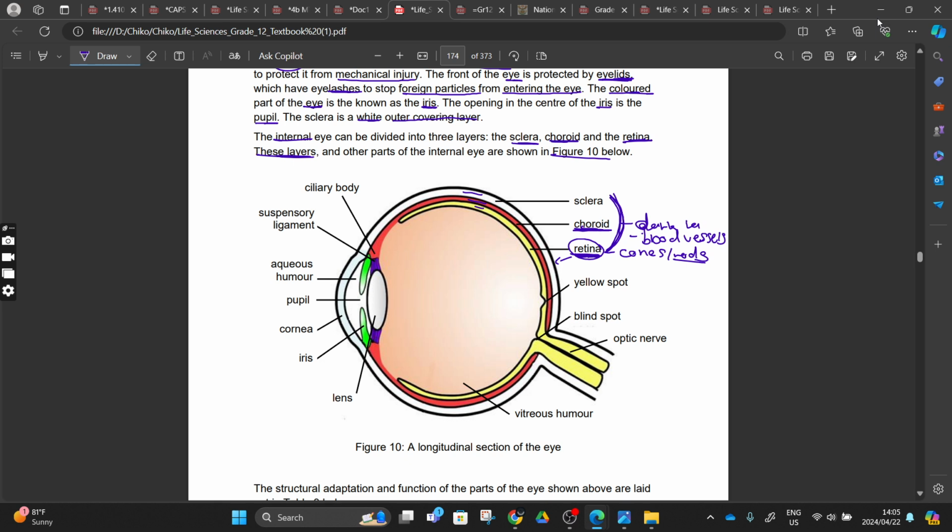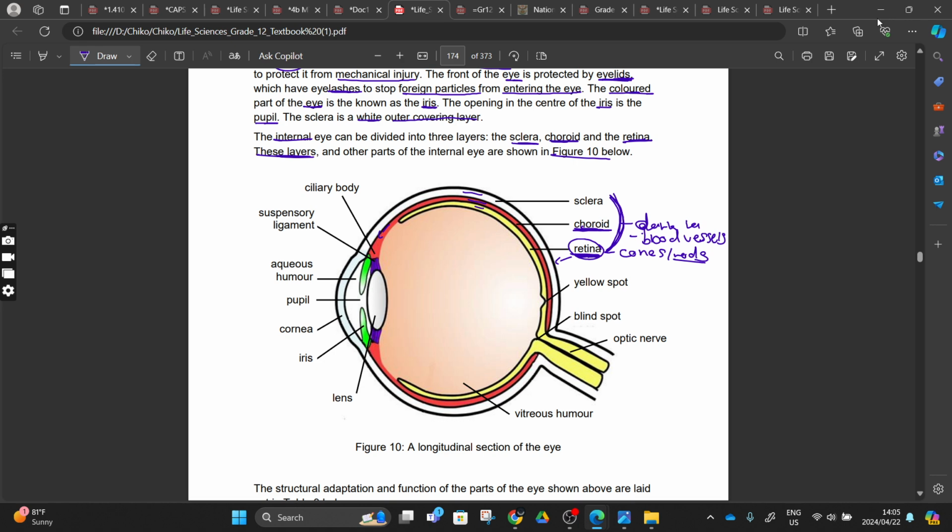Our textbook also has notes about this. So our choroid contains blood vessels. The function of blood is to transport oxygen and nutrients, right? So this layer transports them to the sclera, to the retina, to the whole part of the eye. As you can see, it also forms this part here.